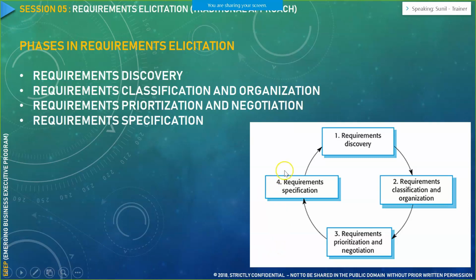So depending on the nature of modeling technique, we would specify or detail out the designing elements associated to the requirement, UI, process, or your data, whatever the aspect it could be. So these are the four phases that are part of your requirement elicitation process.